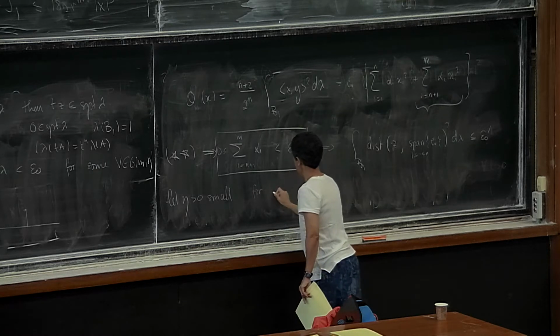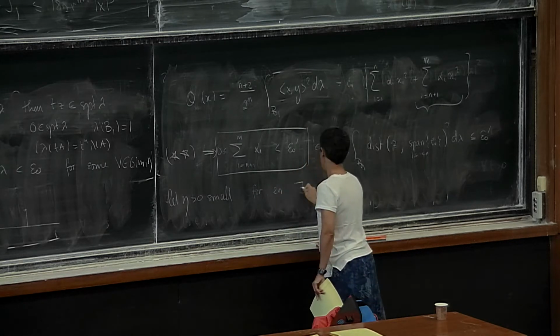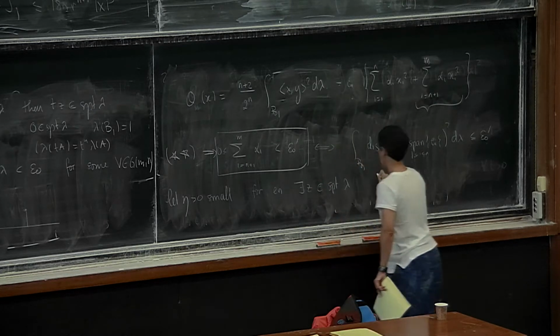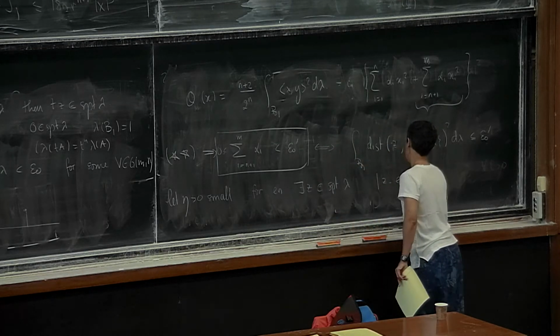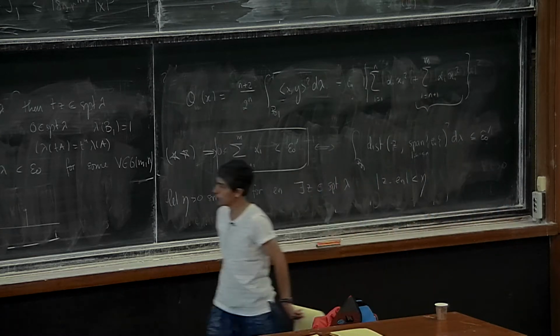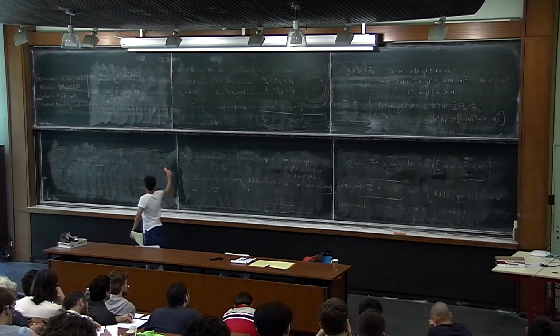For e_n, there exists a point Z that belongs to the support of lambda such that the norm of Z minus e_n is less than eta. And I am basically done. So bear with me. Here's where we're going.